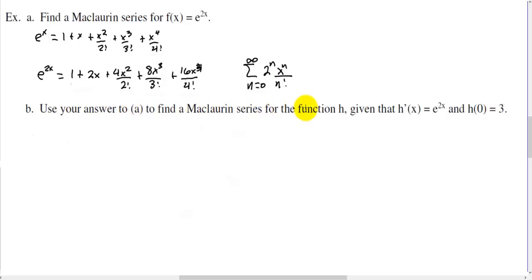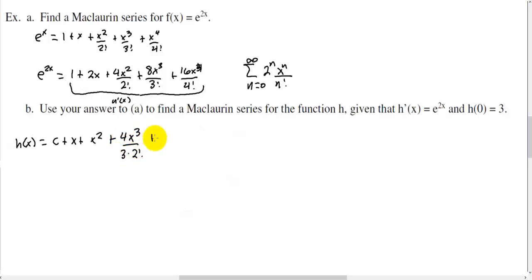Use your answer to A to find a Maclaurin series for the function h, given that h prime of x equals e to the 2x and h of 0 equals 3. So what we're saying is this function right here is actually h prime of x, and we're backing up to the original function. So to find h of x, we're going to integrate this, and when we have an indefinite integral, we have c. The integral of 1 is x, and then the integral of 2x is x squared. And then we're going to add 1 to this power. That's going to be x to the third times 4 over 3 times 2 factorial, and then plus x to the fourth times 8 over 4 times 3 factorial, then plus x to the fifth times 16 over 5 times 4 factorial, and keep on going in that fashion.